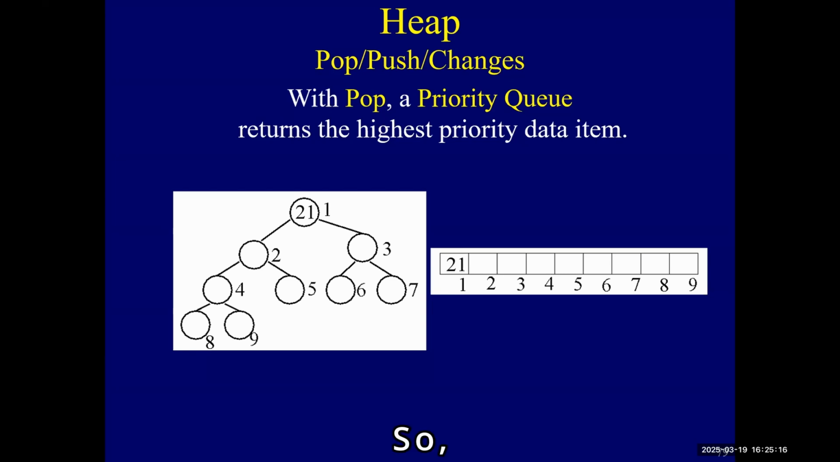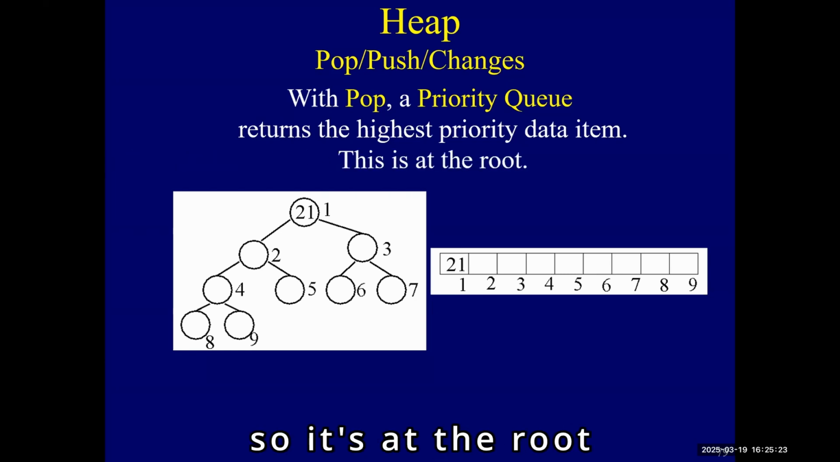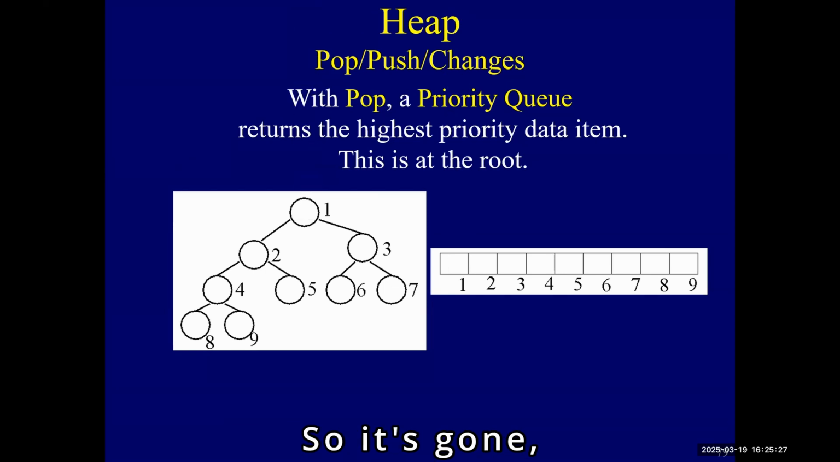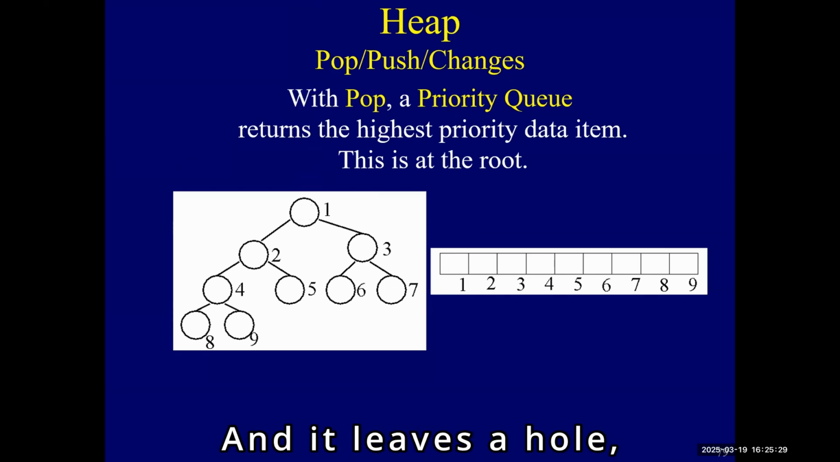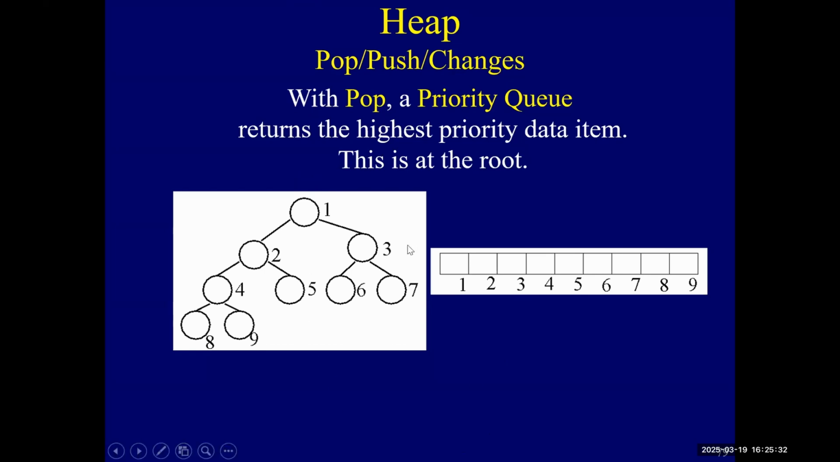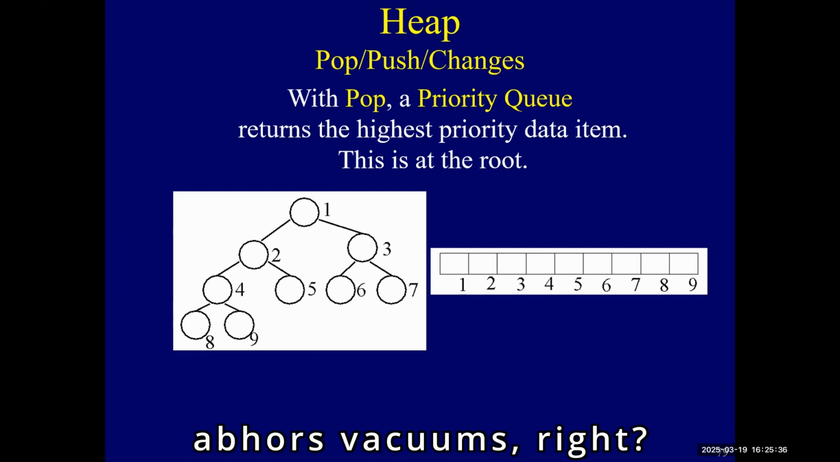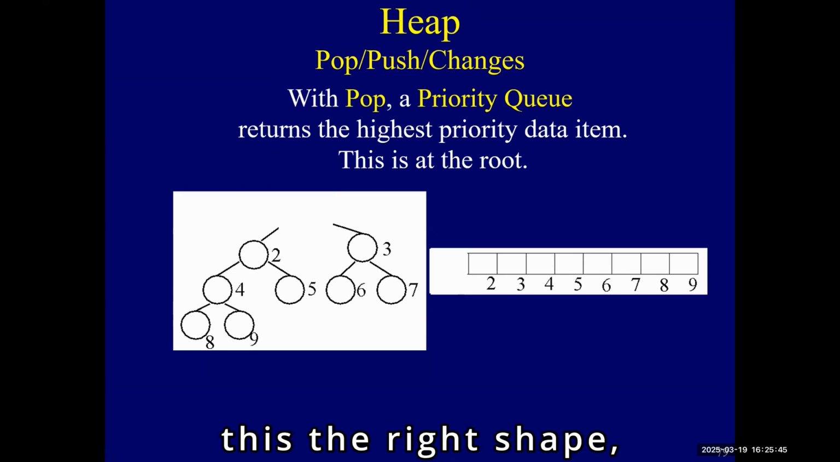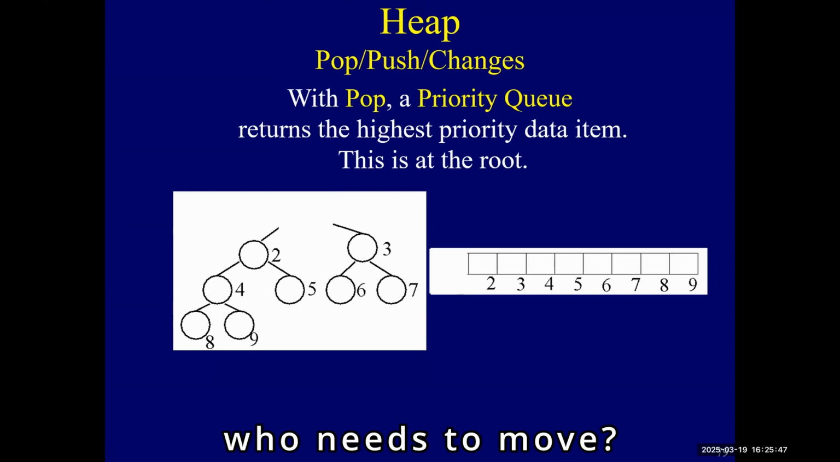So where is it? It's there, right? It's at the root, and we're popping it off the priority queue, so it's gone. And it leaves a hole at 1. Do we like holes? No, the universe abhors vacuums. So that guy's gone. Now, if we want to keep this the right shape, who needs to move?